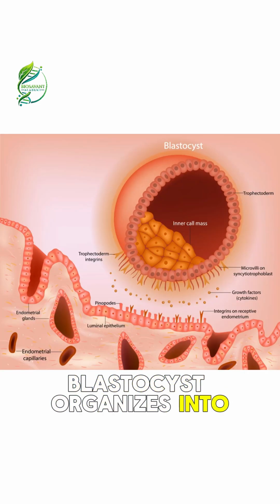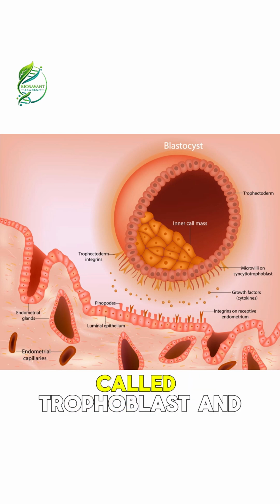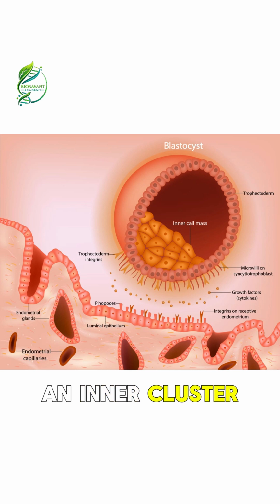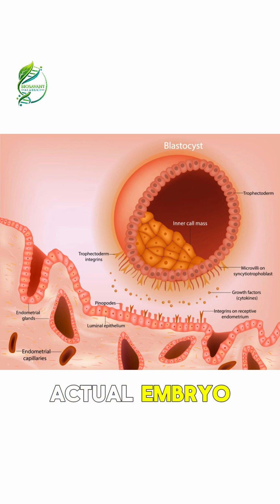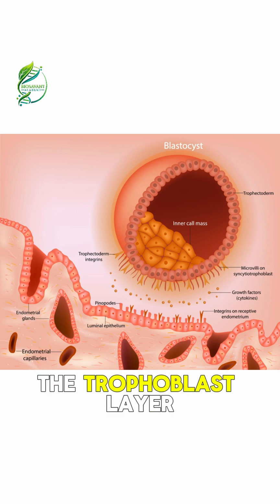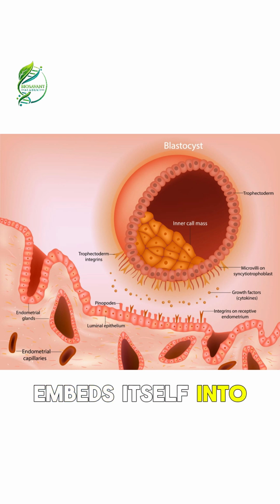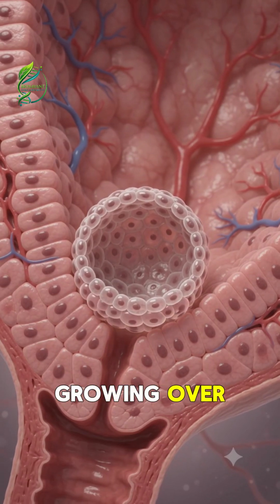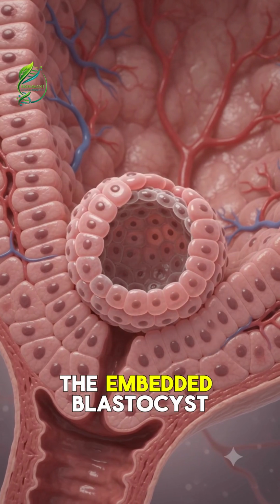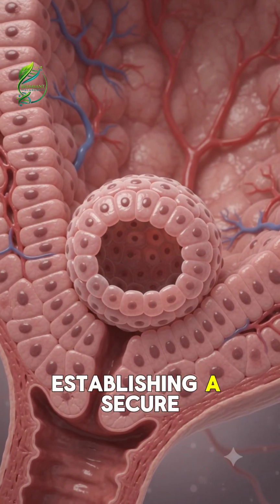Blastocyst organizes into an outer single layer of cells called trophoblast and an inner cluster of cells attached to the inside of the trophoblast called inner cell mass. Inner cell mass cells are stem cells that will differentiate to form the actual embryo and all its tissues. The trophoblast layer embeds itself into the vascular lining of the uterus, that is endometrium. The uterine cells divide rapidly, growing over and completely covering the embedded blastocyst, establishing a secure pregnancy.